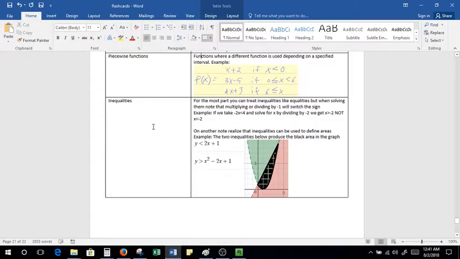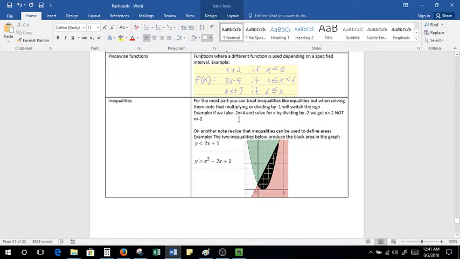For the next piece, we're going to talk about inequalities. Inequalities don't fit perfectly in any little box because you could have an inequality with anything. For the most part, you can treat them the same as equalities, but when solving them, note that multiplying or dividing by -1 will switch the sign.